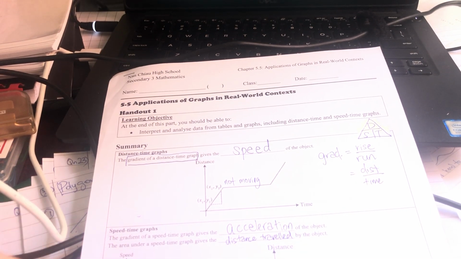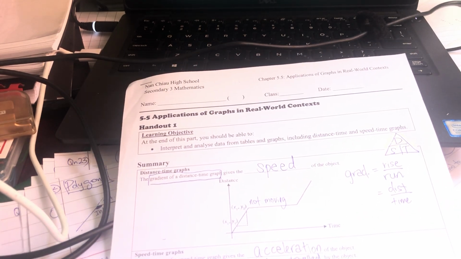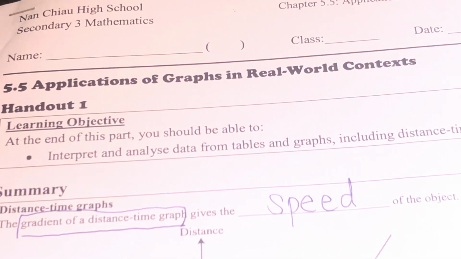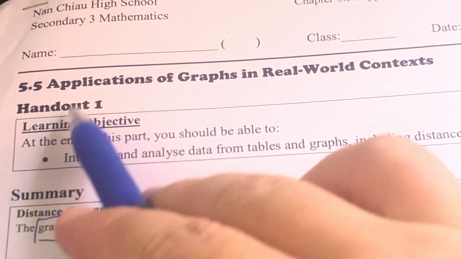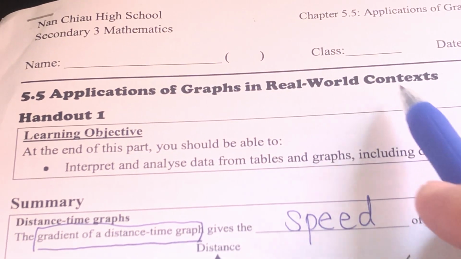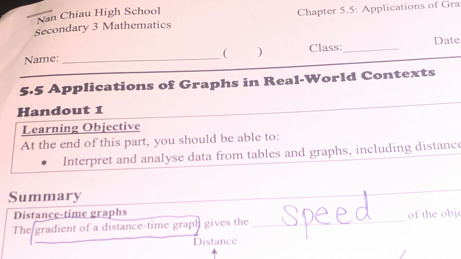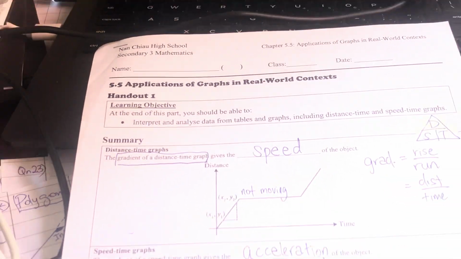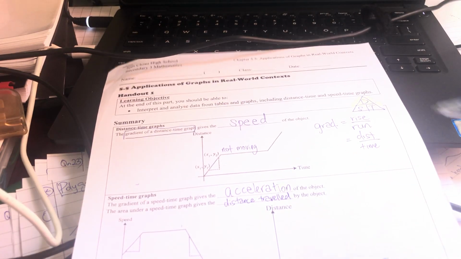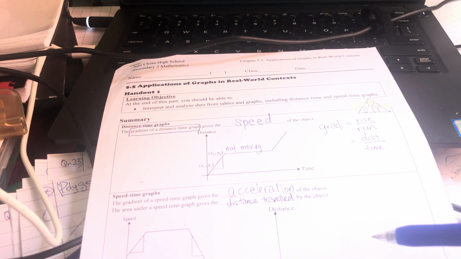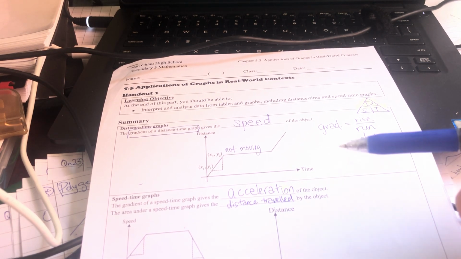Okay, in this particular lesson, we are going to go through this particular worksheet, okay? 5.5 application of graph in real world context. This is EMATS. Now, I know that I've already gone through this first page in class, but probably it was done in a rush and never mind, we will just review it.